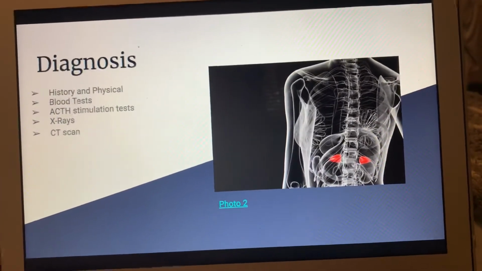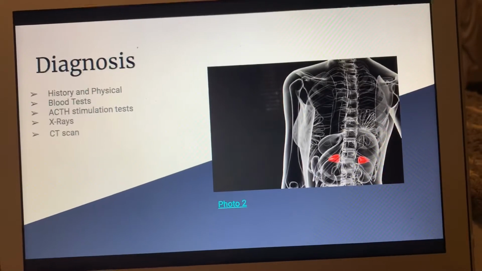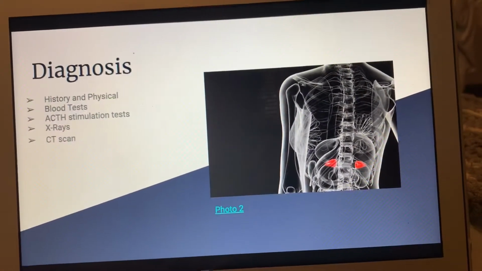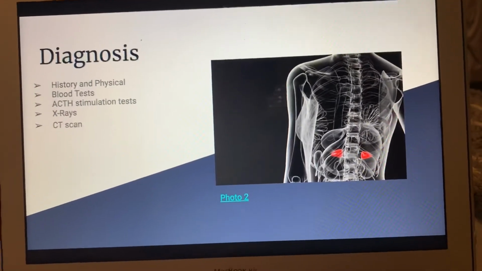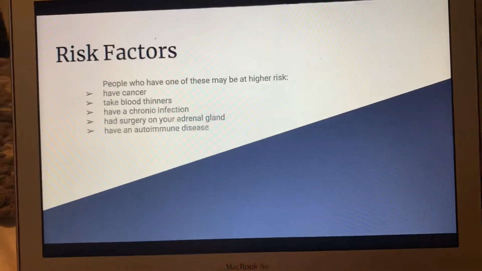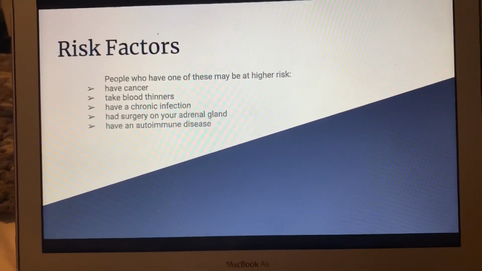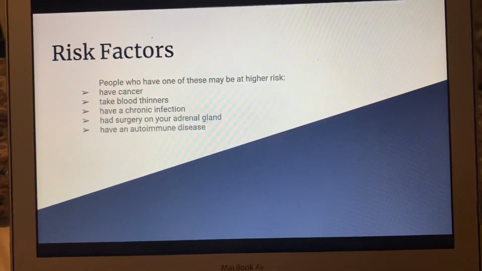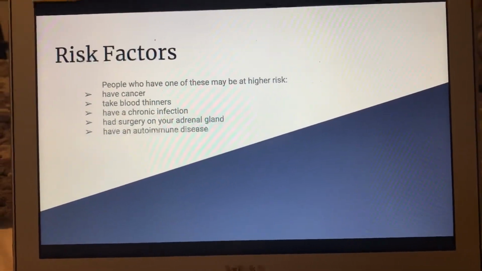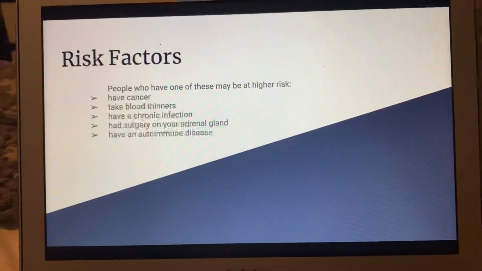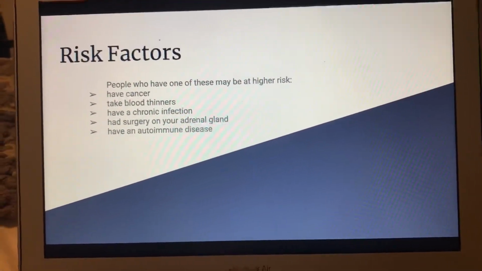An X-ray and CT scan can be used to identify calcium deposits on the adrenal glands and just make sure that they are properly intact. Some risk factors include those who have cancer, those who take blood thinners or have chronic infections, as well as people who have had adrenal surgery in the past or have an autoimmune disease.